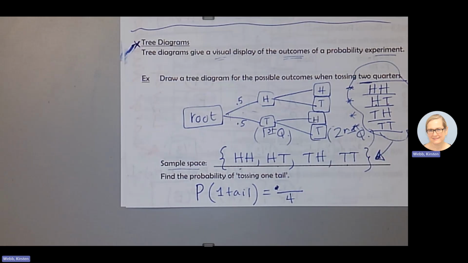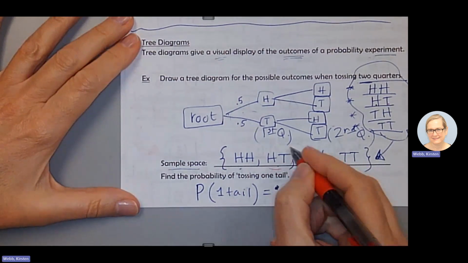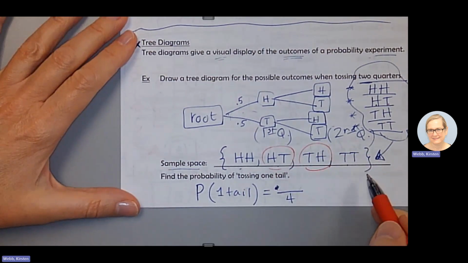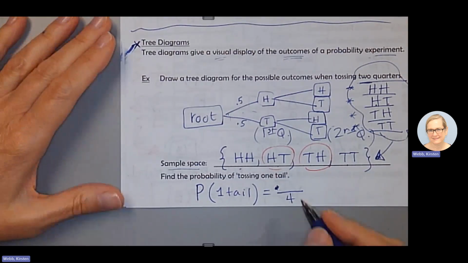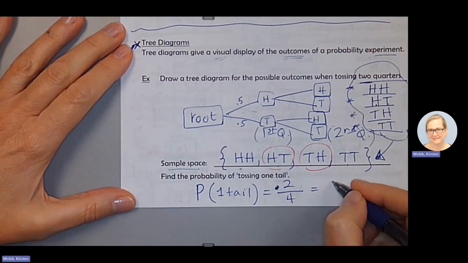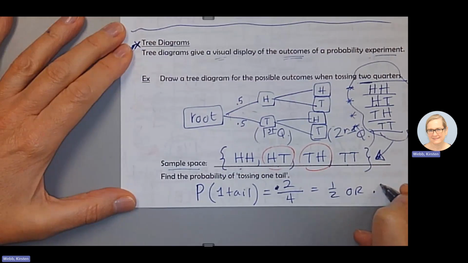And by the way, when it says 1 tail, they mean exactly 1. Not 1 or more, not at least 1, they mean exactly 1. So out of our combinations here, how many included 1 tail? 2? Yeah, the HT and the TH. So not that one, but this one and this one. We're not including the 2 tails, the TT, that's too many. So 2 out of the 4, as in 1/2 or 0.5.